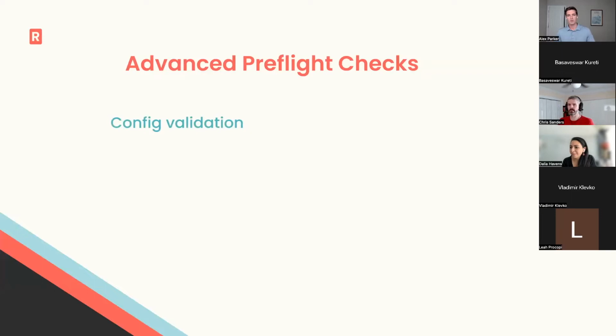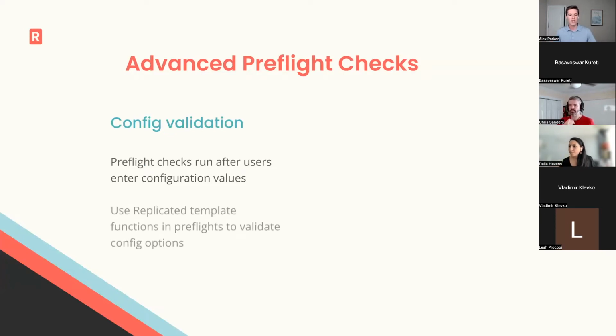One of these, which we'll have a demonstration of, is config validation. Because pre-flight checks run after users enter their configuration values, you're able to use Replicated's template functions inside of your pre-flight checks to validate those config options. A good example of this would be a database connection. If you have a database dependency and your users enter credentials for that database, you can use pre-flight checks to ensure that those credentials are valid and that you're able to access and read and write, or whatever it is, to that database.